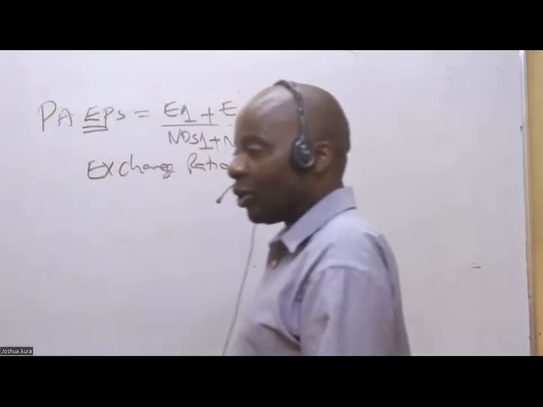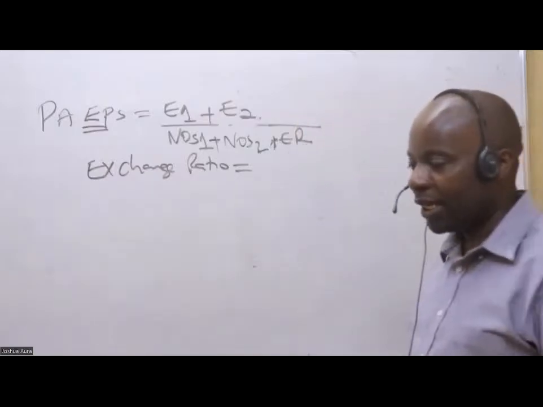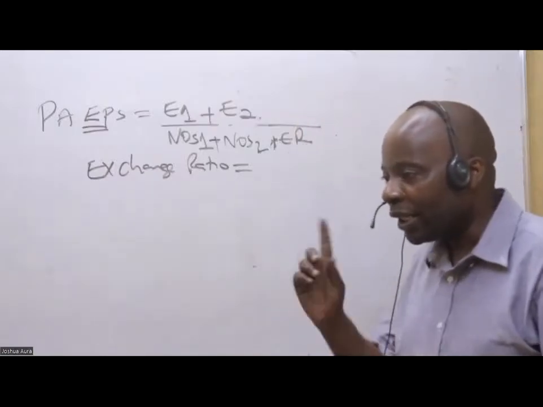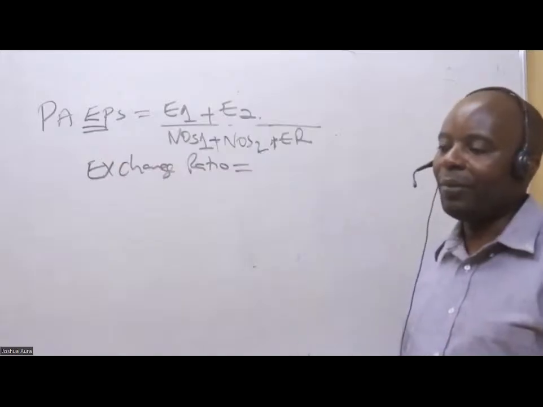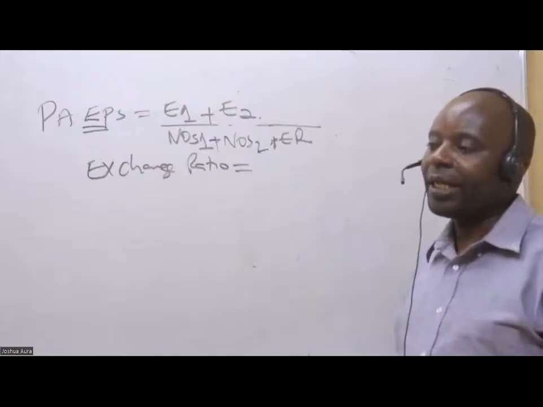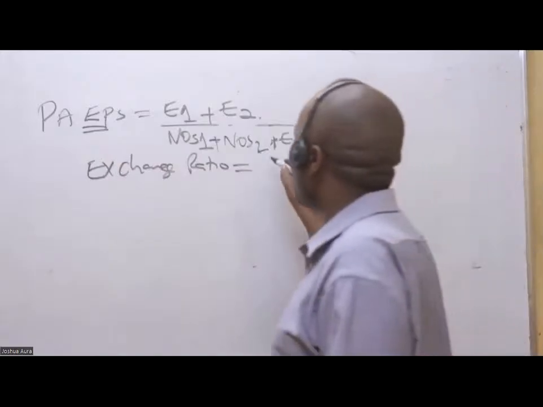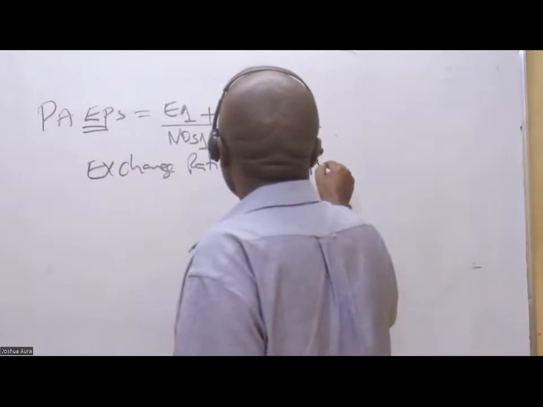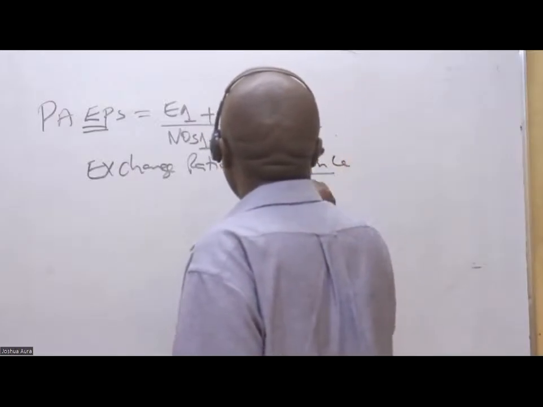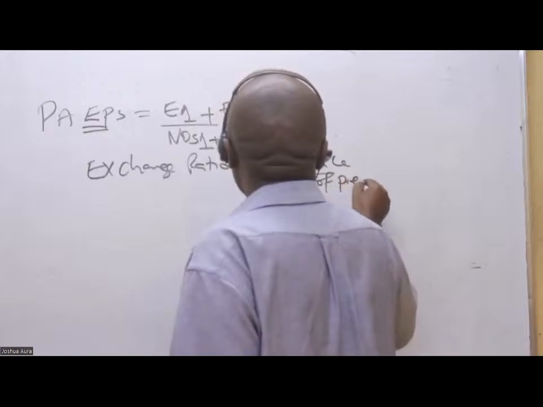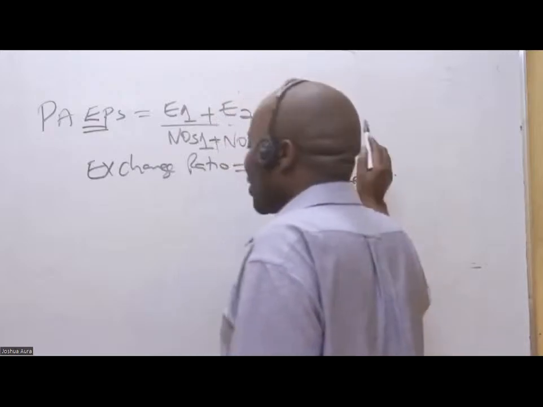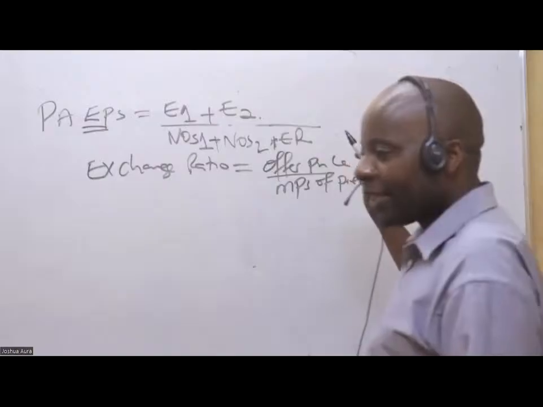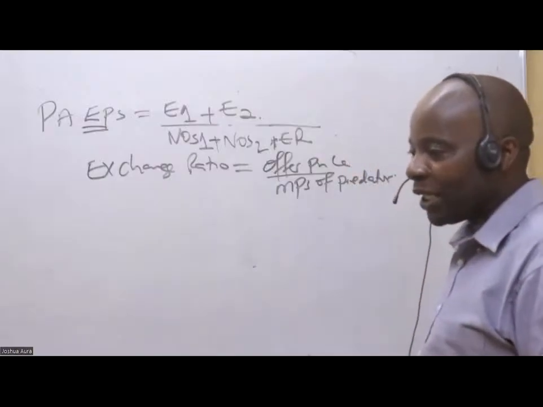Is there somebody who is able to tell us the formula we're going to use here for the exchange ratio in this question? Thank you very much, David. Exchange ratio is the offer price all over MPS of the predator. These are marks which are coming straight away to me.